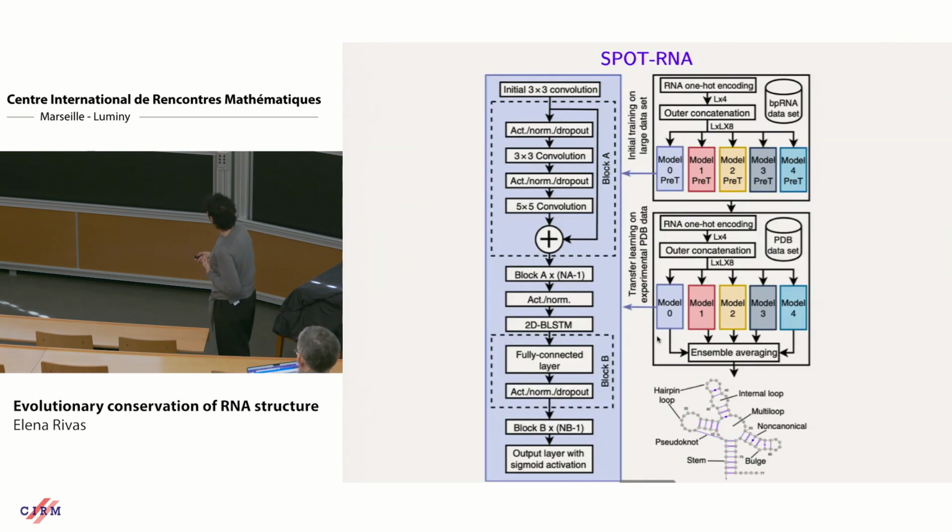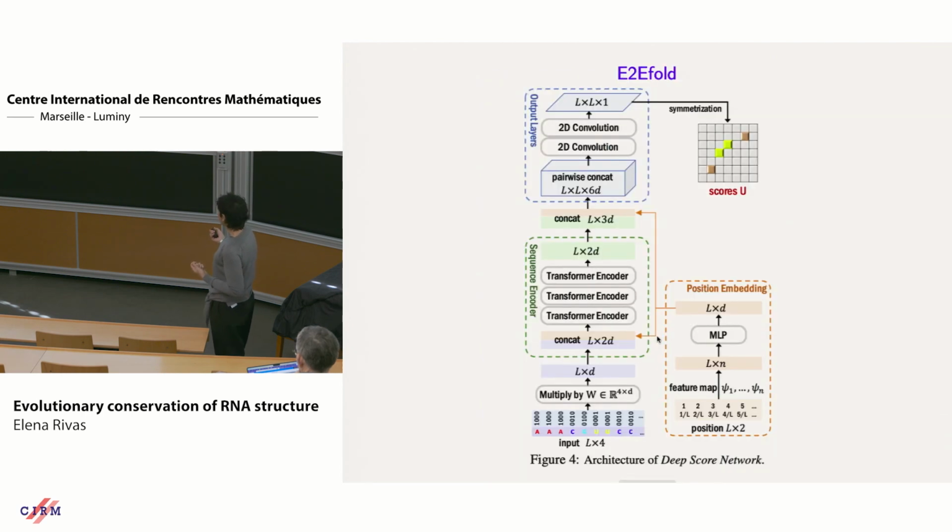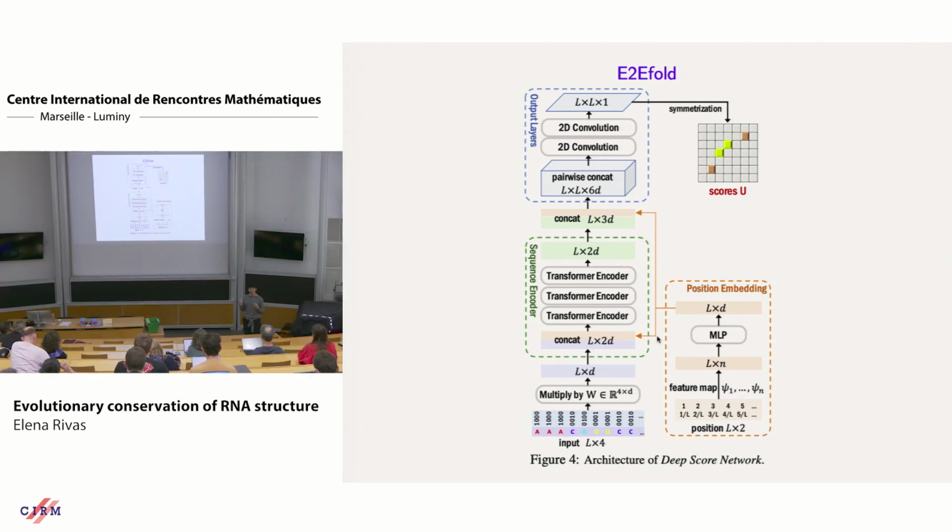So this is one of those in which you have convolutions. They first pre-train on just annotated structures, then on PDB. This is another one of them using transformers. But the issue with all of those is that it's very difficult to test their performance, because one of the problems in many of those methods is that they use the same structures in testing and training.